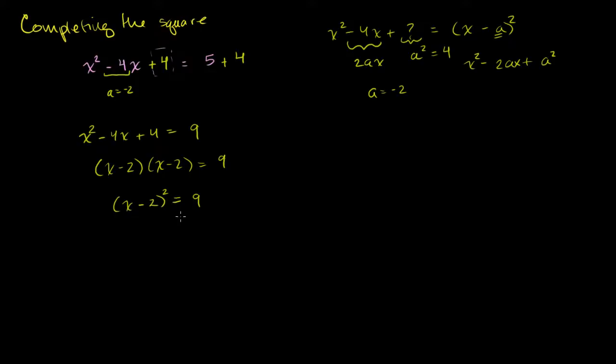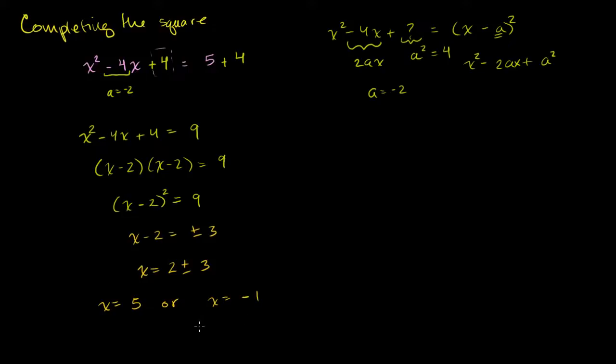And then you take the square root of both sides. You get x minus 2 is equal to plus or minus 3. Add 2 to both sides, you get x is equal to 2 plus or minus 3. That tells us that x could be equal to 2 plus 3, which is 5, or x could be equal to 2 minus 3, which is negative 1.